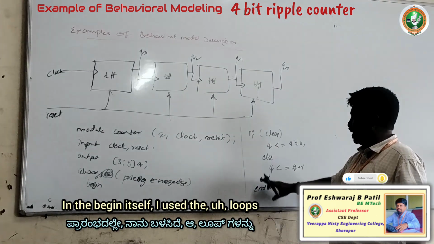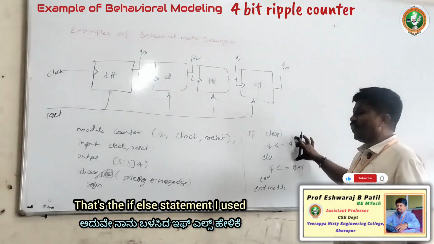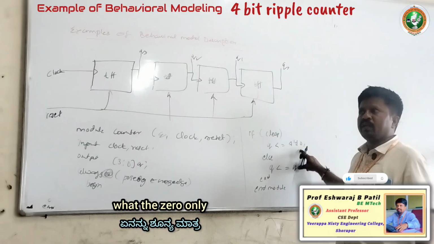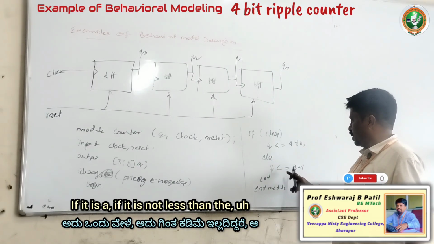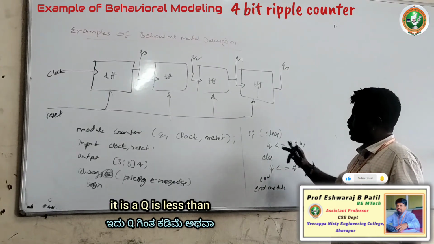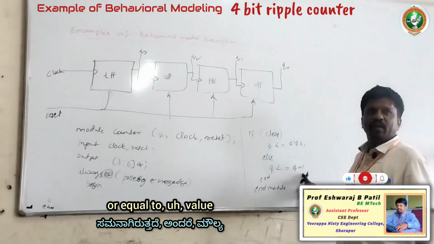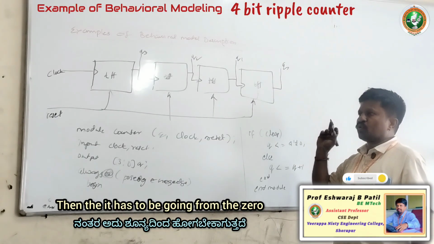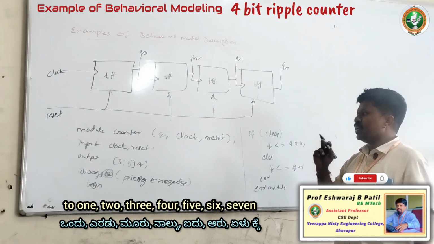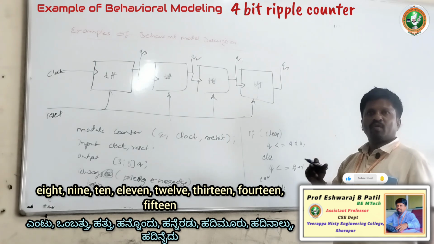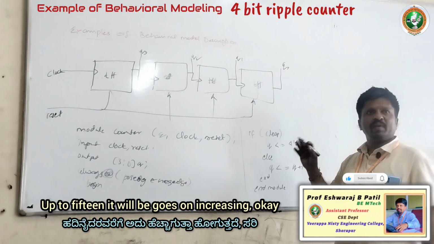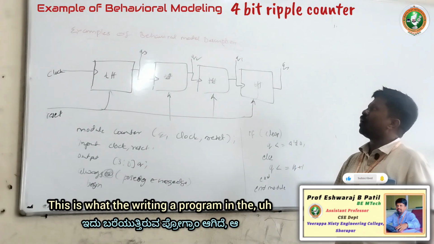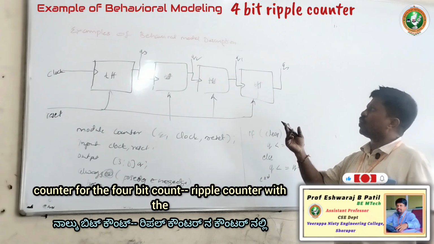I used the always keyword with @ and posedge or negedge. Begin I used here, and in the begin itself I use the if else statement. If it is clear, then it has to display 0 only. If Q is less than or equal to the value we have, then it has to be incremented once. It goes from 0 to 1, 2, 3, 4, 5, 6, 7, 8, 9, 10, 11, 12, 13, 14, 15 and goes on increasing. This is writing the program for the 4-bit ripple counter in the behavioral model.